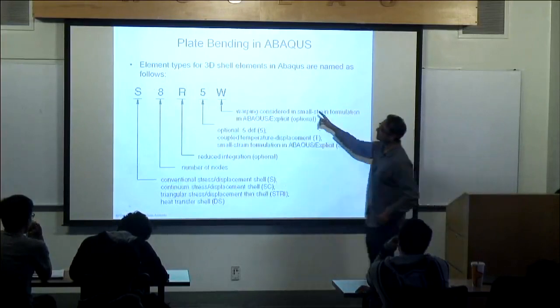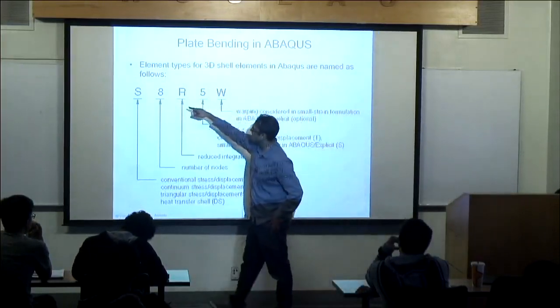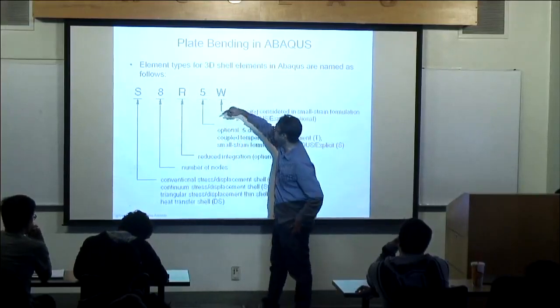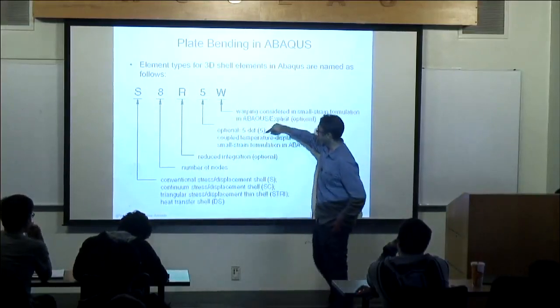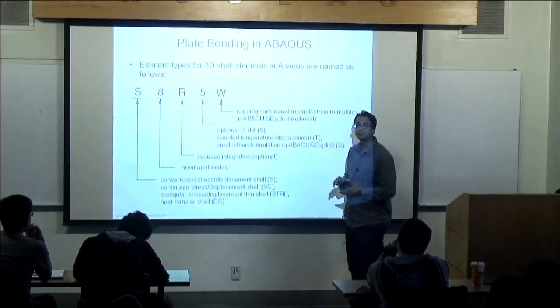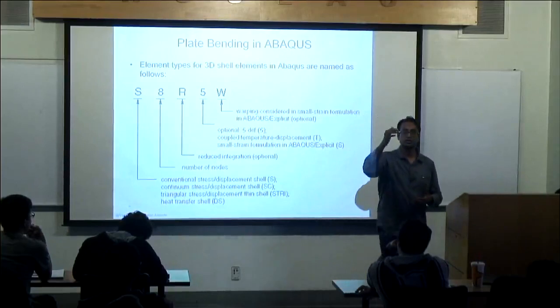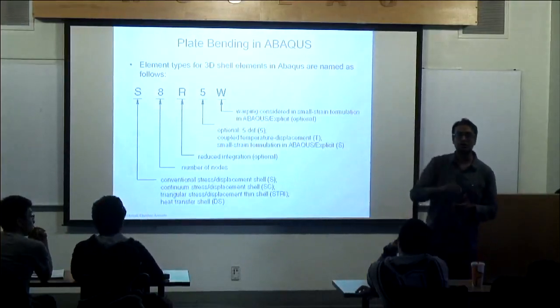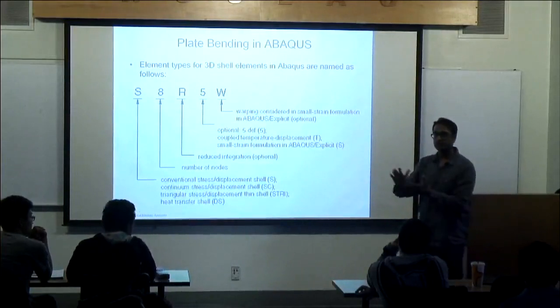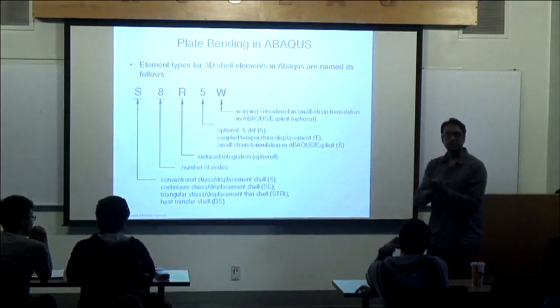Abaqus uses different element types. In S8R5, 8 is the number of nodes, R is whether it's reduced integration, and 5 is whether you want 5 degrees of freedom. Our formulation was a 5 degree of freedom element. In Nastran, do you use K6ROT? The reason is that the formulation there has 5 degrees of freedom.